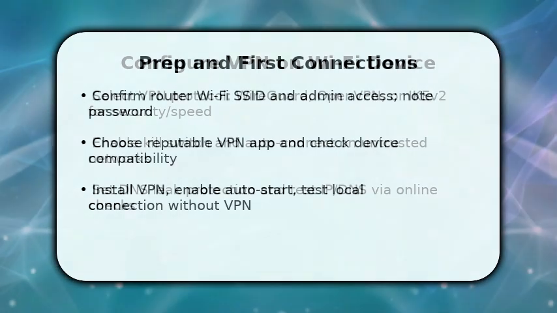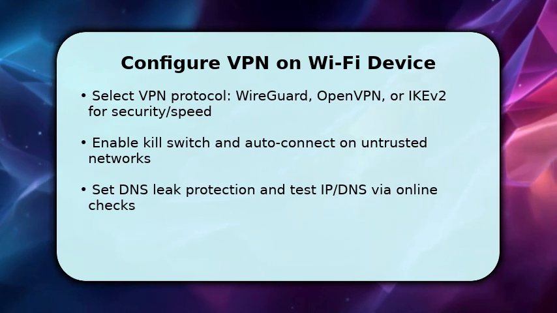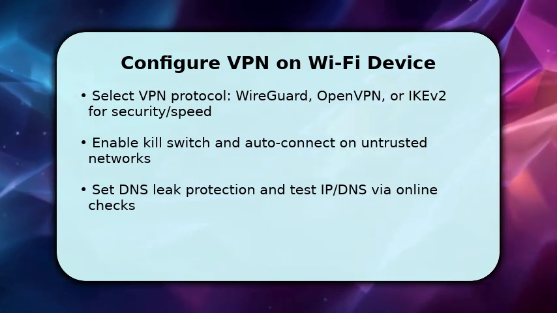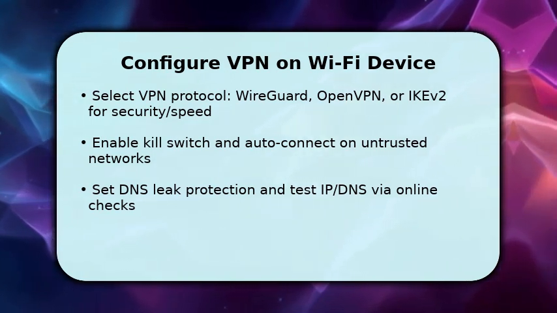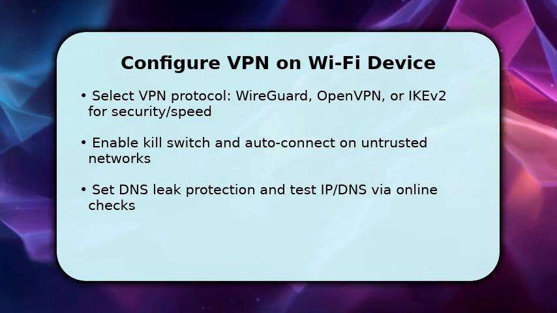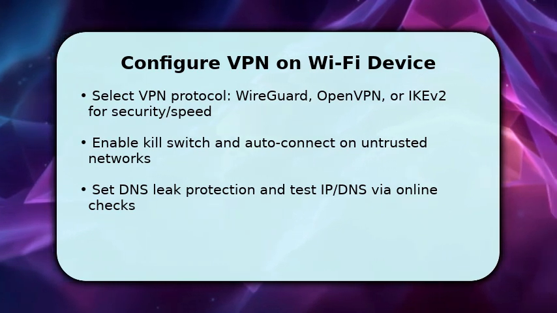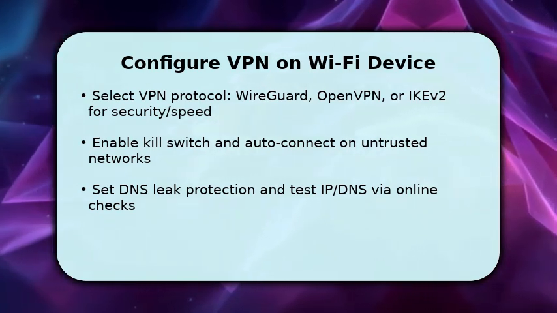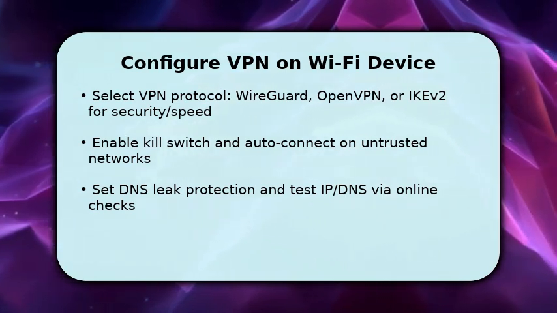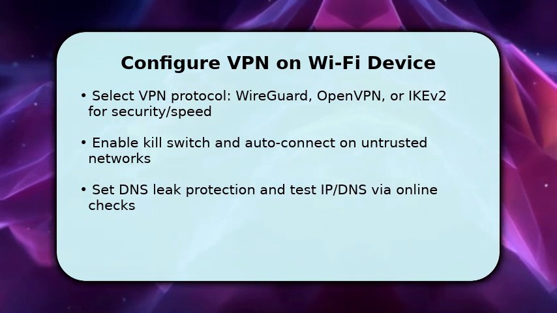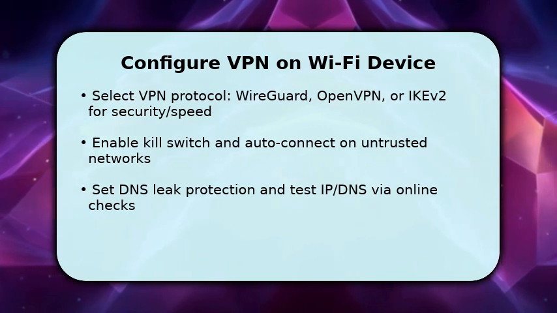Now you configure the VPN for everyday use. Open the VPN app, choose a protocol, WireGuard for speed or OpenVPN for broad compatibility, and pick a nearby server for lower latency. Enable the kill switch so if the VPN drops your traffic won't leak, and turn on Auto Connect for public Wi-Fi. Configure DNS leak protection in settings, and then reconnect to your Wi-Fi. After connecting, verify your public IP and DNS have changed to confirm the tunnel is active and secure.